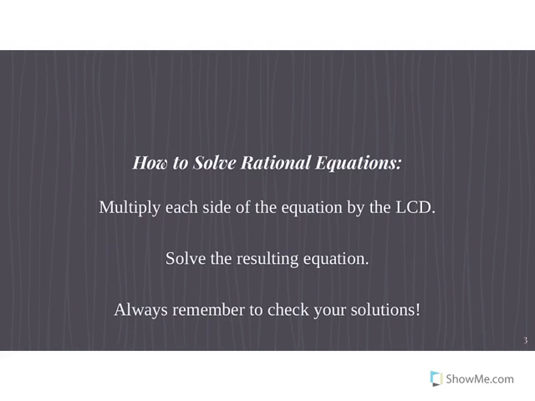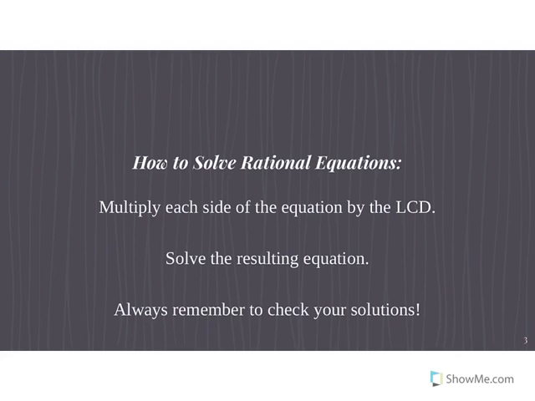So how to solve rational equations? Well, we have been solving rational expressions before. We've been adding, subtracting, multiplying, and dividing. We haven't seen an equation yet. We haven't seen an equal sign yet. So the steps on how to do that: our first step, multiply each side of the equation by the LCD. LCD stands for least common denominator. Your second thing, you're going to solve the resulting equation. And then your third thing, always remember to check your solutions.